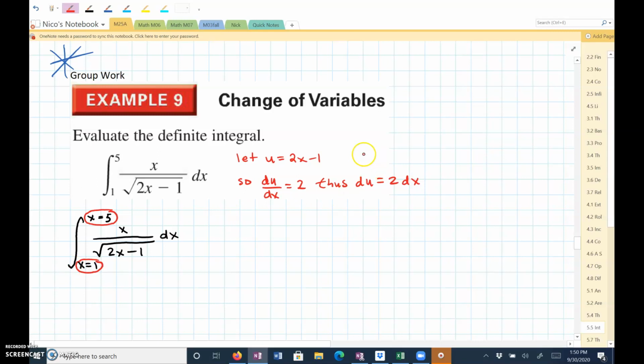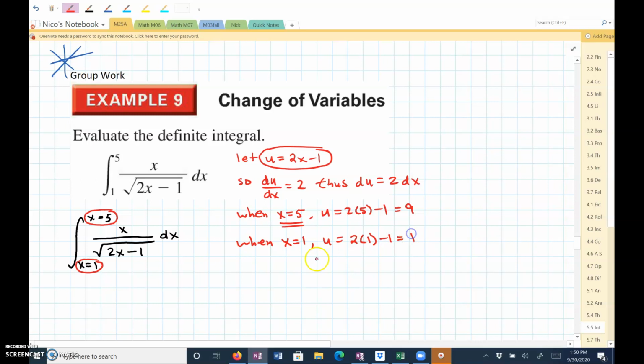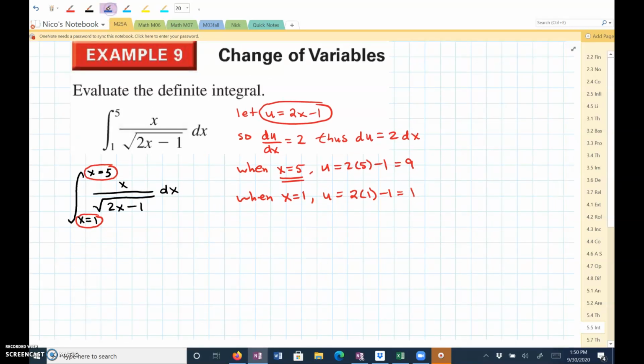So when x equals 5, u equals 2 times 5 minus 1. Okay, I'm just plugging in 5 for x into this, and this is going to be equal to 9. When x equals 1, u will equal 2 times 1 minus 1 equals 1. So now let's start substituting in here. So now my lower limit is going to be u equals 1. My upper limit is going to be u equals 9.